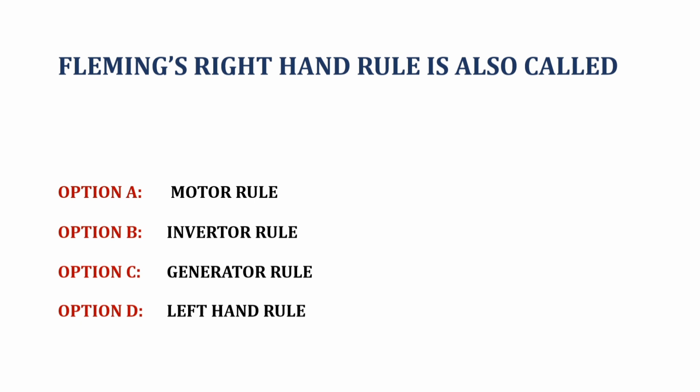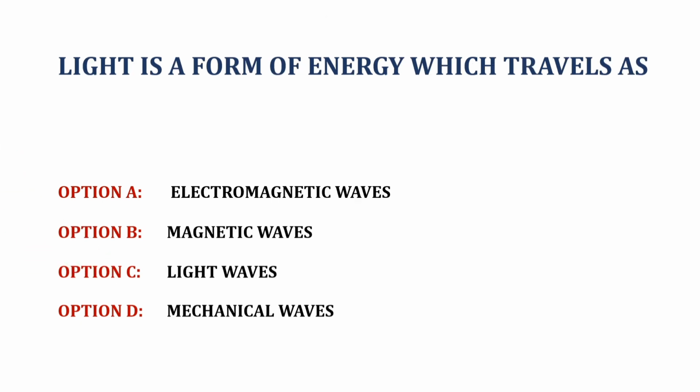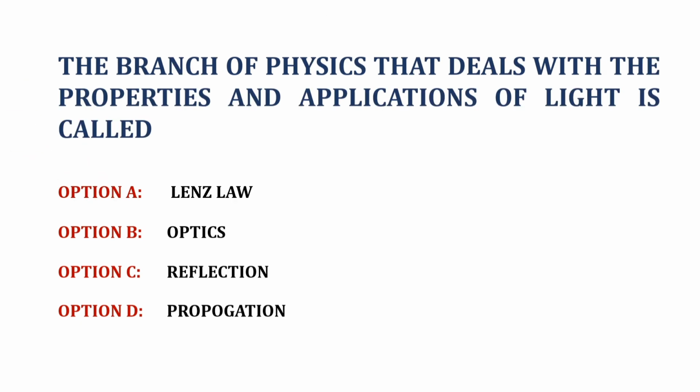Fleming's right hand rule is also called? Option C, generator rule. Light is a form of energy which travels as? Option A, electromagnetic waves. The branch of physics that deals with the properties and applications of light is called? Option B, optics.